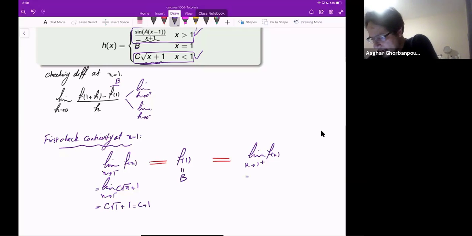On the other hand, when x goes to 1 from the right, we have sine of a(x minus 1) over x plus 1. It may seem strange, but you see in the denominator, I have a non-zero limit. In the numerator, sine is continuous, so I have 1.